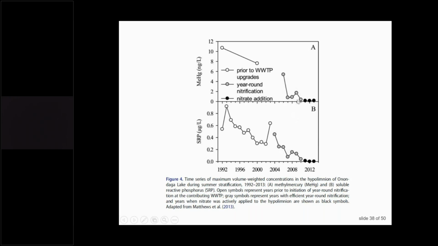Some years are low, some years are high, and this is probably the nitrate kind of ran out towards the end of the season, and that caused some release. Once they started doing the nitrate pilot study, you can see they really reinforced the nitrate that was coming in from the treatment plant and dramatically, basically, stopped the methyl mercury and SRP accumulation in the hypolimnion. So really interesting project.